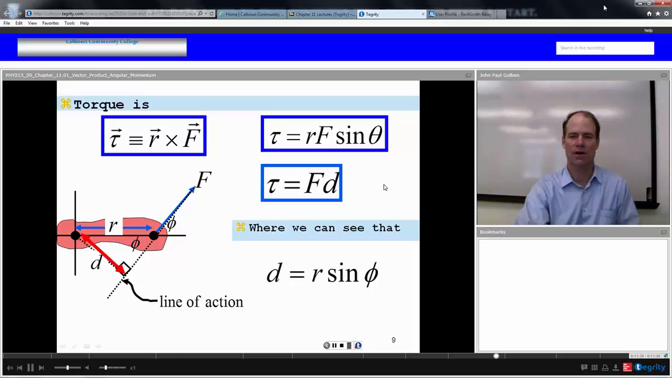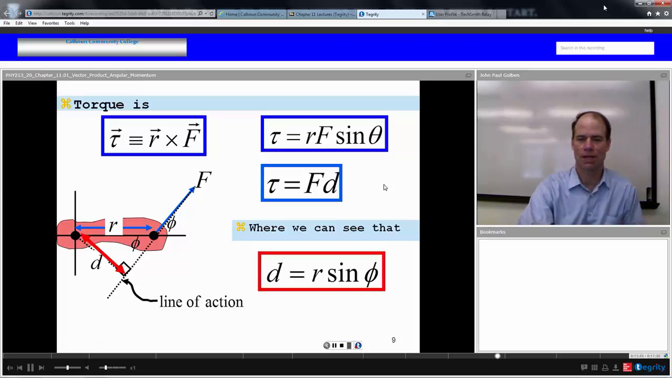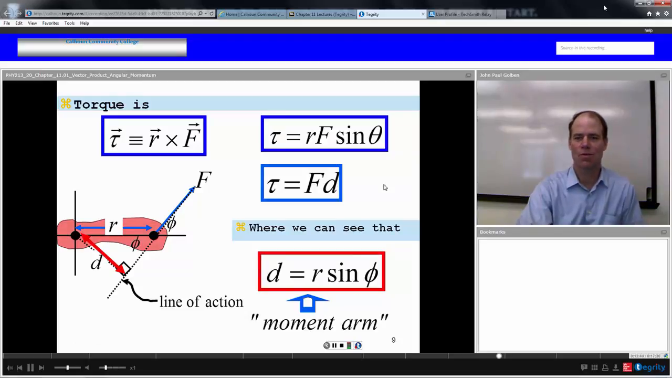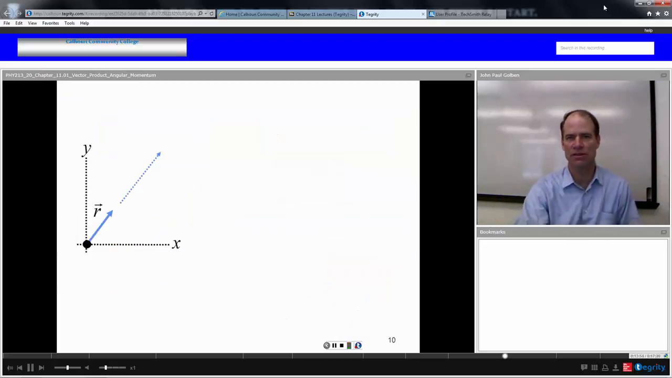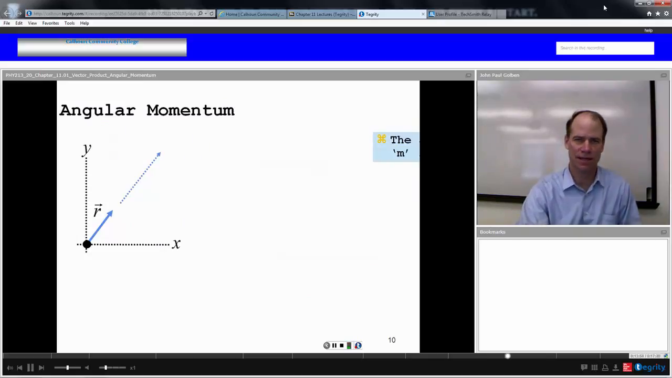Okay, so why are we doing all this? If it were only about torques, then we'd just show you torques and then we'd go on. But we're going to be using these cross products for many other things. In particular, something like angular momentum.